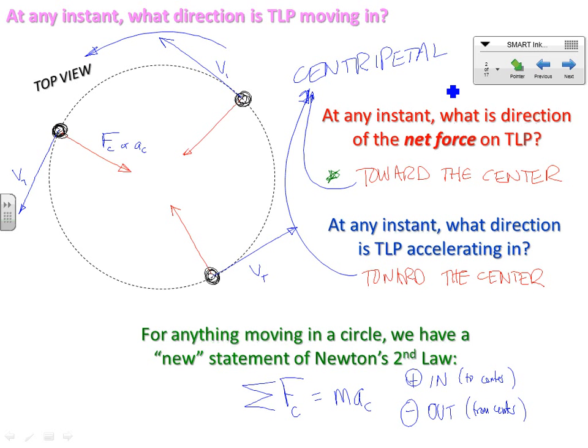V, T. Big deal. At any instant, that's the direction the object is actually moving. Top view: if the force that was making this thing accelerate towards the center instantaneously stopped or just went away, the object would move in this direction. It would move tangent to its location on the circle. Big deal there.